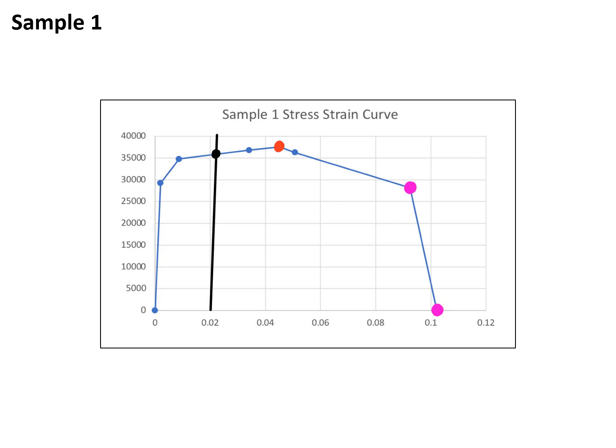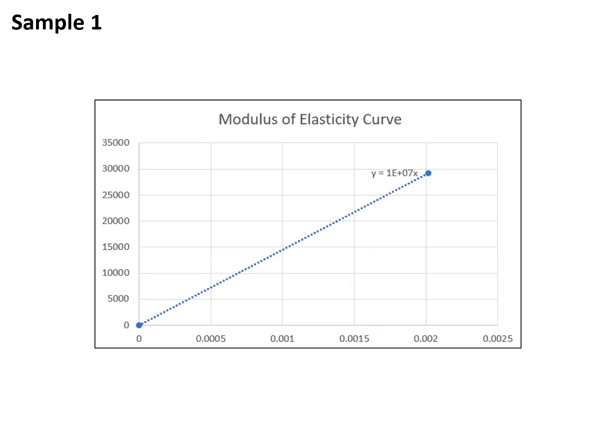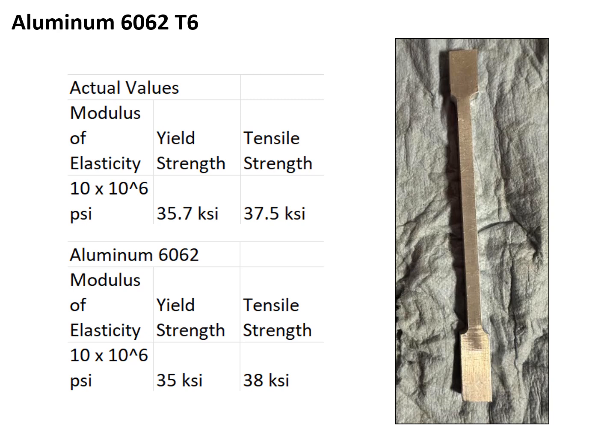The last property I found was the modulus of elasticity, which can be found by finding the slope of the linear portion of the curve. This sample's modulus of elasticity was 10 times 10 to the power of 6 psi. Based on these values, according to Engineering Toolbox aluminum alloy's mechanical properties, this material is most likely aluminum 6062 with a temper of 6, as this material's properties has a modulus of elasticity of 10 times 10 to the 6 psi, a yield strength of 35 ksi, and a tensile strength of 38 ksi.